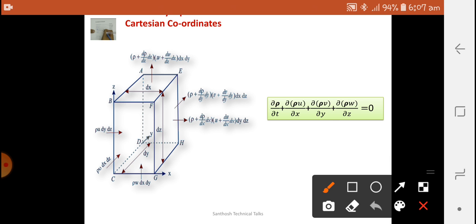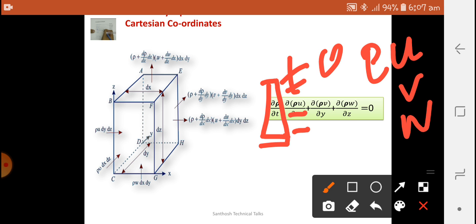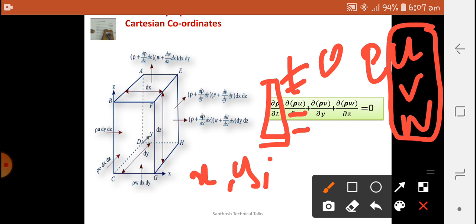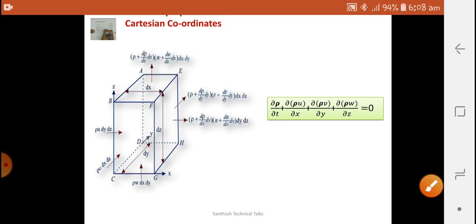Here, dou rho by dou t indicates whether the flow is steady. If it is equal to 0, the flow is steady flow. If it is not equal to 0, the flow is unsteady. Here the density is rho, and u, v, w are velocity parameters with respect to different axes, and x, y, z are the coordinates. So u is for the x coordinate, v is for the y coordinate, w is for the z coordinate. So this is our basic idea about this continuity equation.